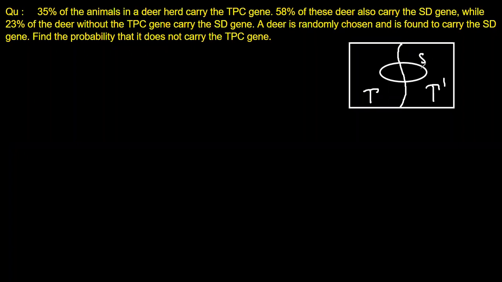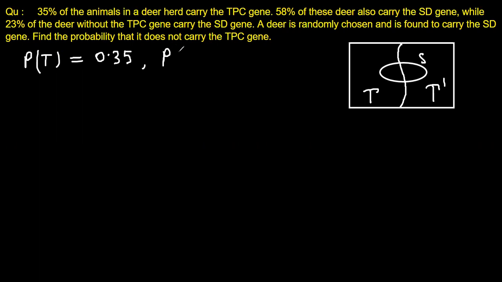Okay. Now let's write the information given here in mathematical terms. They are saying 35% of the animals in a deer herd carry TPC gene. So let us write this P(T). TPC gene means the probability of the deer selected carrying TPC gene would be 0.35. 35%, 0.35.